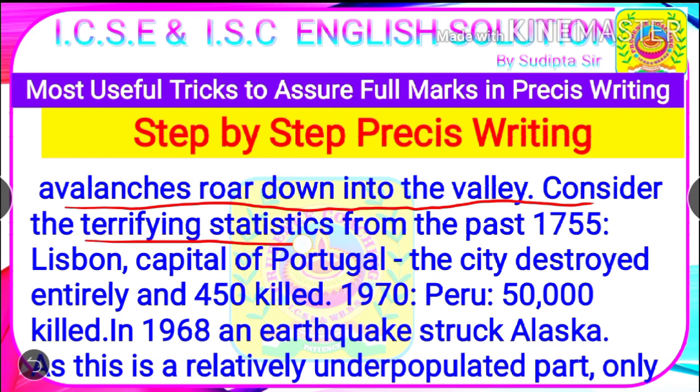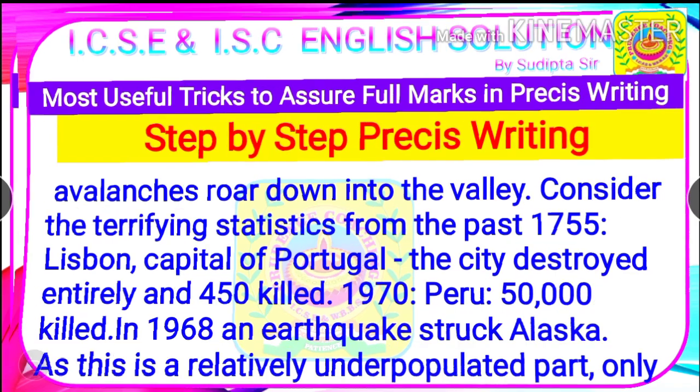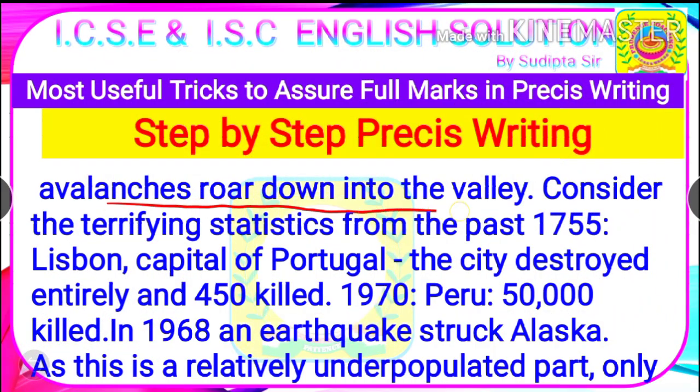Consider the terrifying statistics from the past. 1755: Lisbon, the capital of Portugal, the city destroyed entirely and 450 killed. In 1970, Peru, 50,000 were killed. In 1968, an earthquake struck Alaska. As this is a relatively underpopulated part, only avalanches rolled down into the valley.